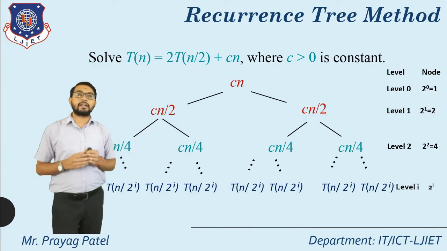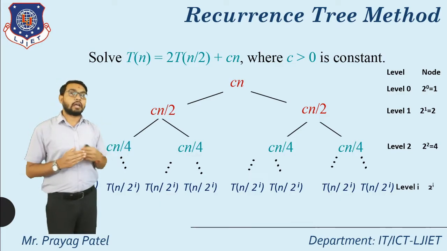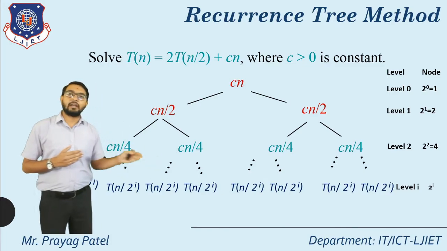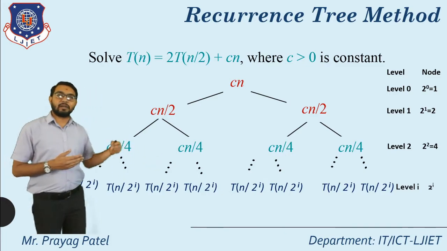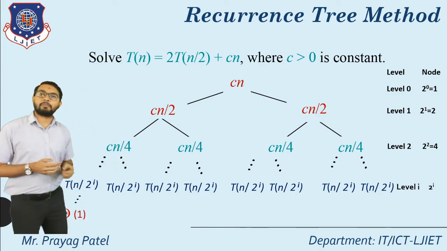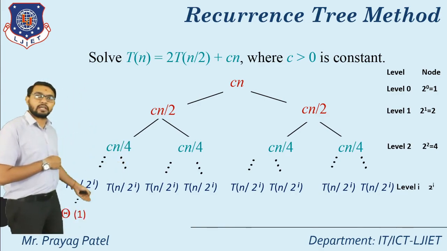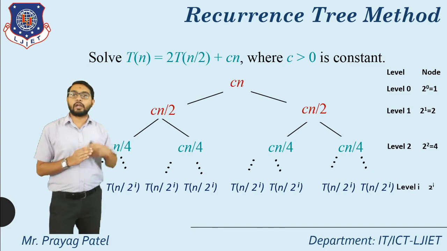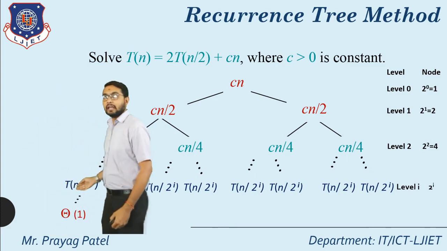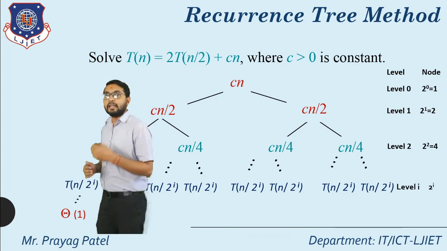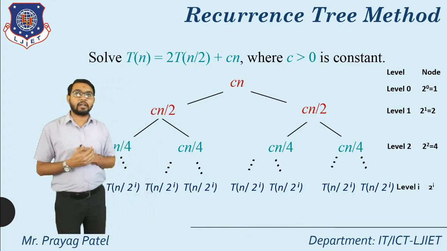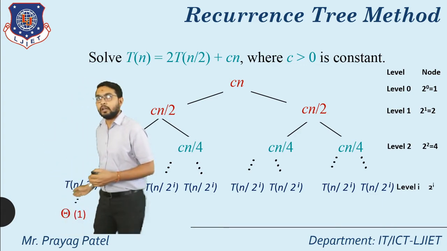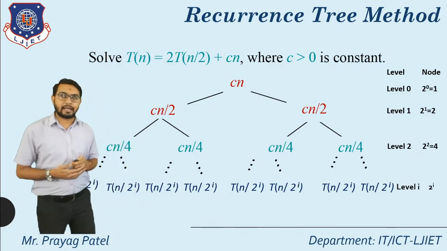Now this level is considered level number i. How many nodes are in level i? 2 raised to i nodes are available in level i. So this process is repeated recursively. The final or last cost is Θ(1), because according to our initial condition the last value is Θ(1). In a given recurrence relation, we have the recurrence relation and the initial condition, so the initial condition equals 1. That's why Θ(1) is the last step.